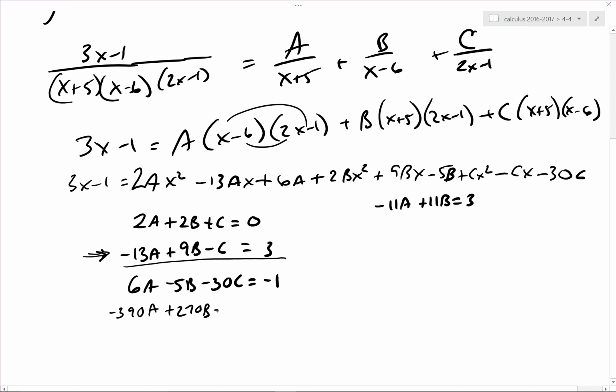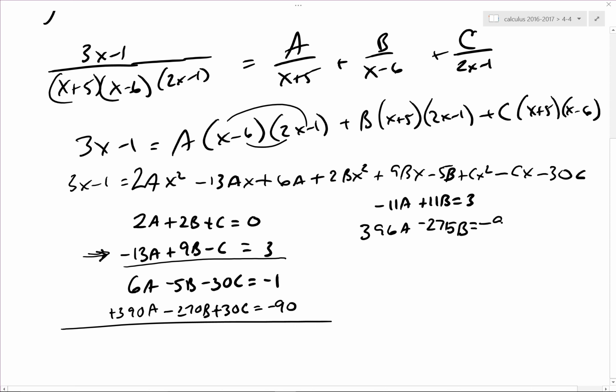Oh, well, yeah, I should have been positive. So I wanted to multiply by negative 30, so that's going to equal negative 90, yes? So these become 396A minus 275B equals, what, negative 91? Sick. That's just sick.